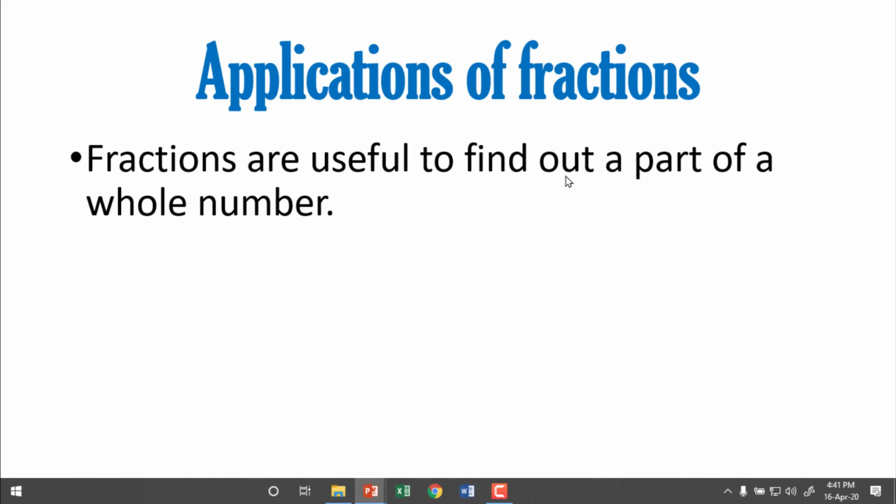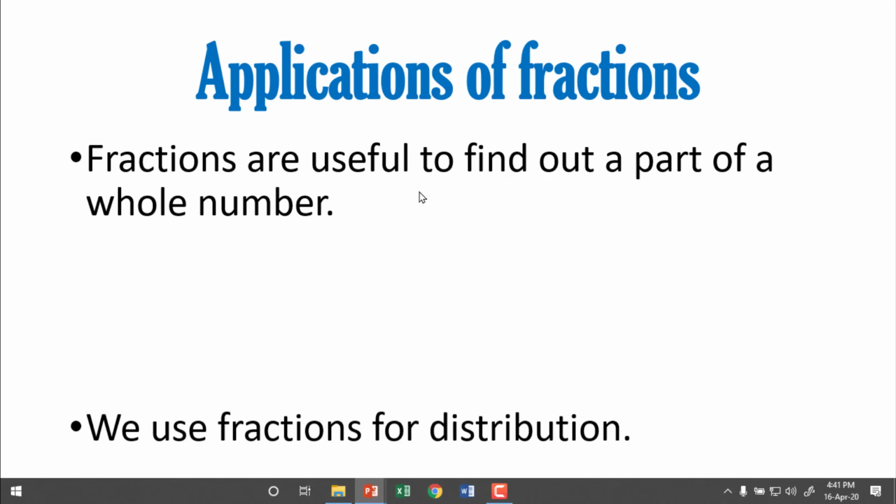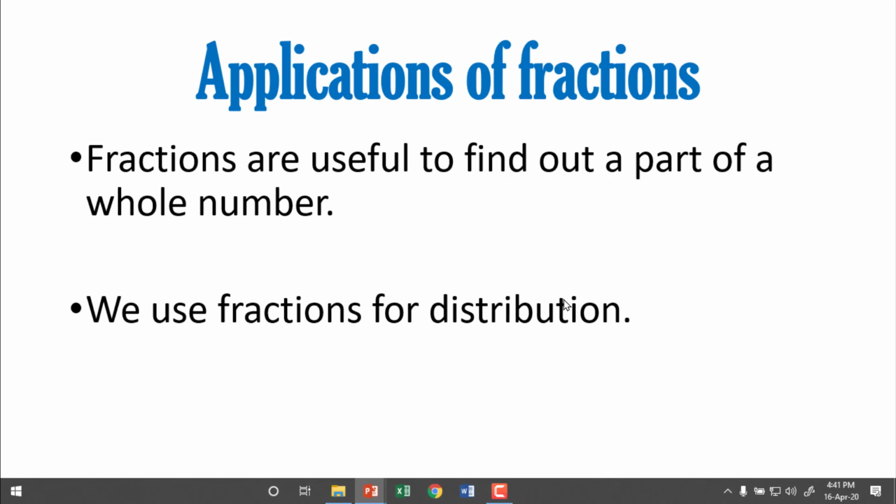Applications of fractions. Let's see why we should learn fractions. Fractions are useful to find out a part of a whole number. That means when we have to know the part of the whole number, that time we have to deal with a fraction. We use fractions for distribution. Means when we need to distribute something among some people, that time we have to deal with fractions as well.